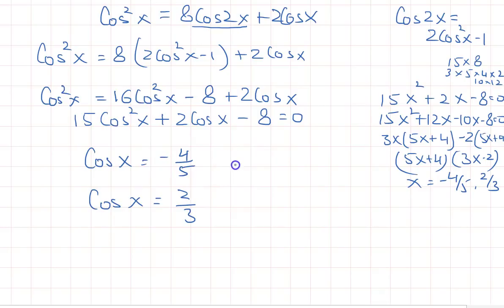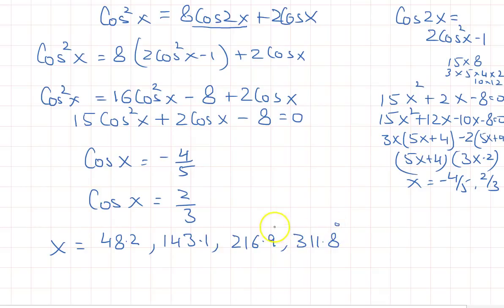So the x will be, we have to write the answer up to 1 decimal place, so that is 48.2 and 216.9, 143.1 and 311.8. So that is the solution of this quadratic equation. So these are the values of x.